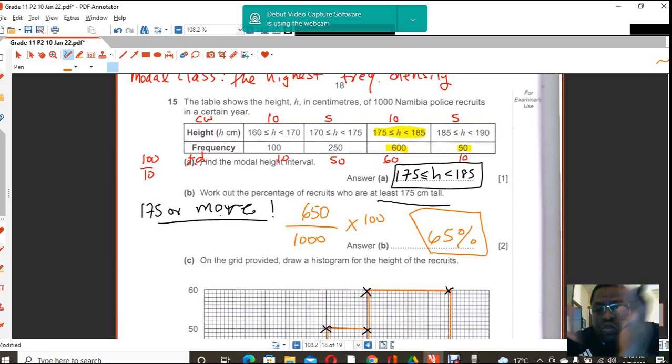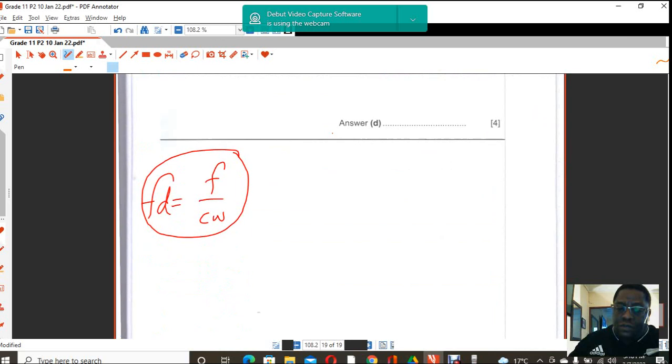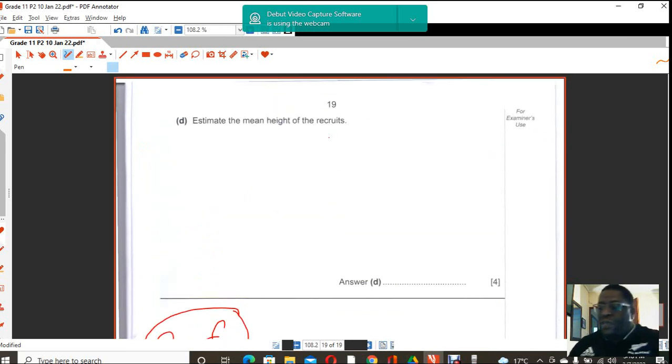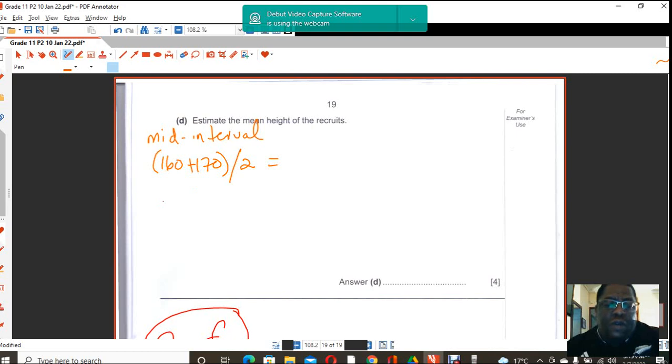We don't know. So what we're going to do is look at that class interval, and we're going to say that on average the height of these people is going to be something, and we call that something the mid interval. So for the mid interval value, I'm going to take 160 plus 170, and divide that by 2.